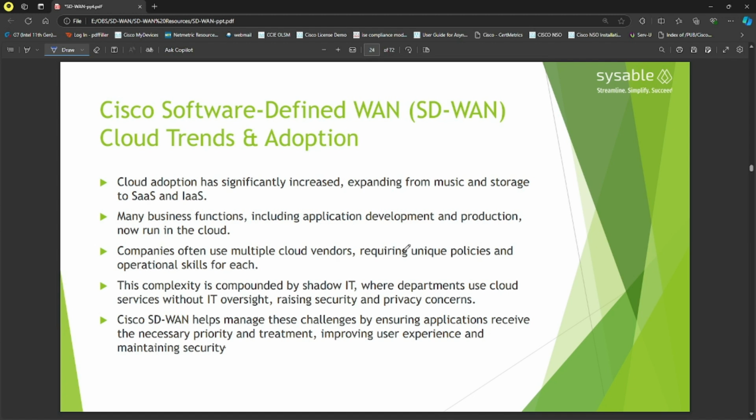Now, cloud trends and adoption. Cloud options have significantly increased, expanding from music and storage to SaaS and infrastructure as a service. Many business functions, including application deployment, development, and production, now run on the cloud. That's correct, because in the cloud itself it is now all inbuilt, including the app development process.